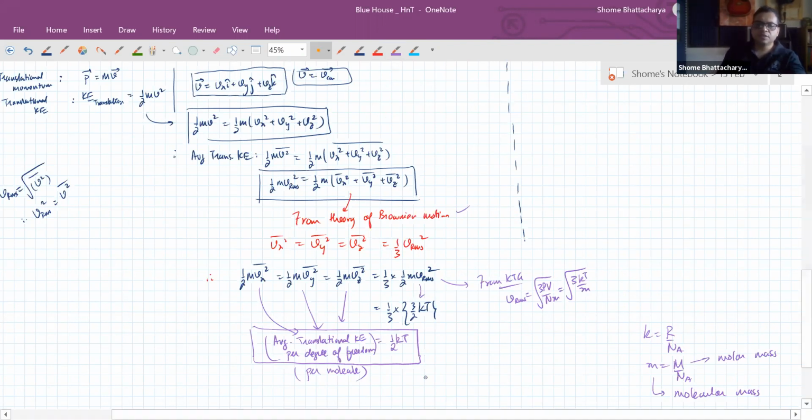So this last formula that we have over here is the most important formula that we derive out of the kinetic theory of gases: the average kinetic energy, later we'll convert it to not only translational, per degree of freedom per molecule is equal to half kT. I'll explain the difference between translational kinetic energy's average per degree of freedom, and in general kinetic energy's average per degree of freedom.